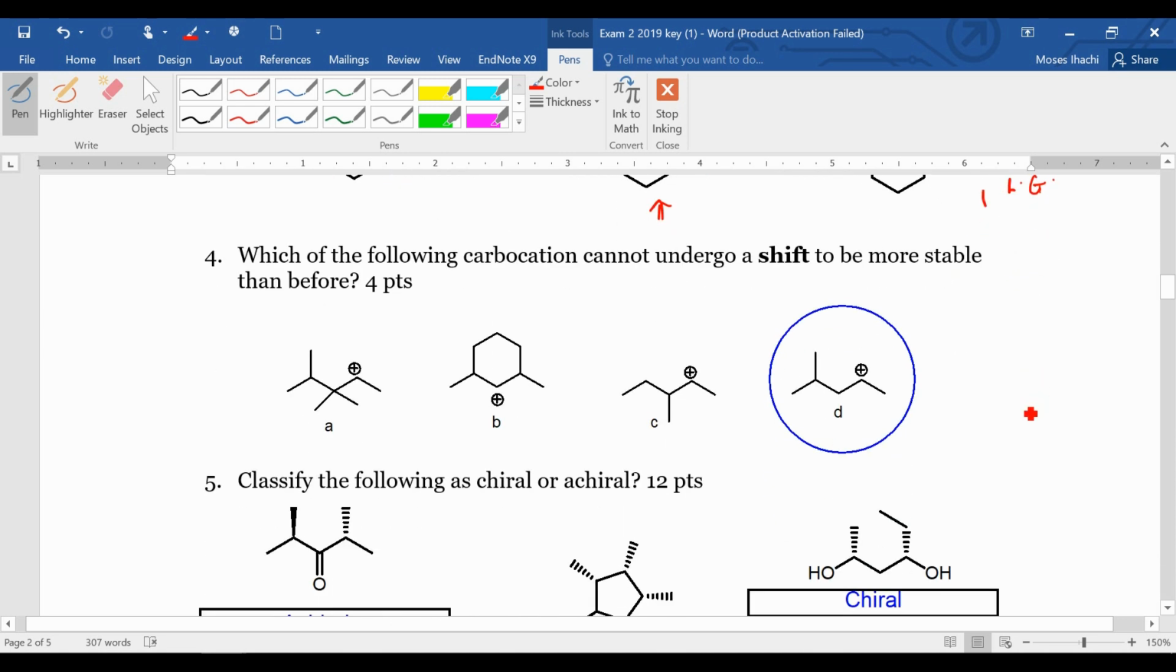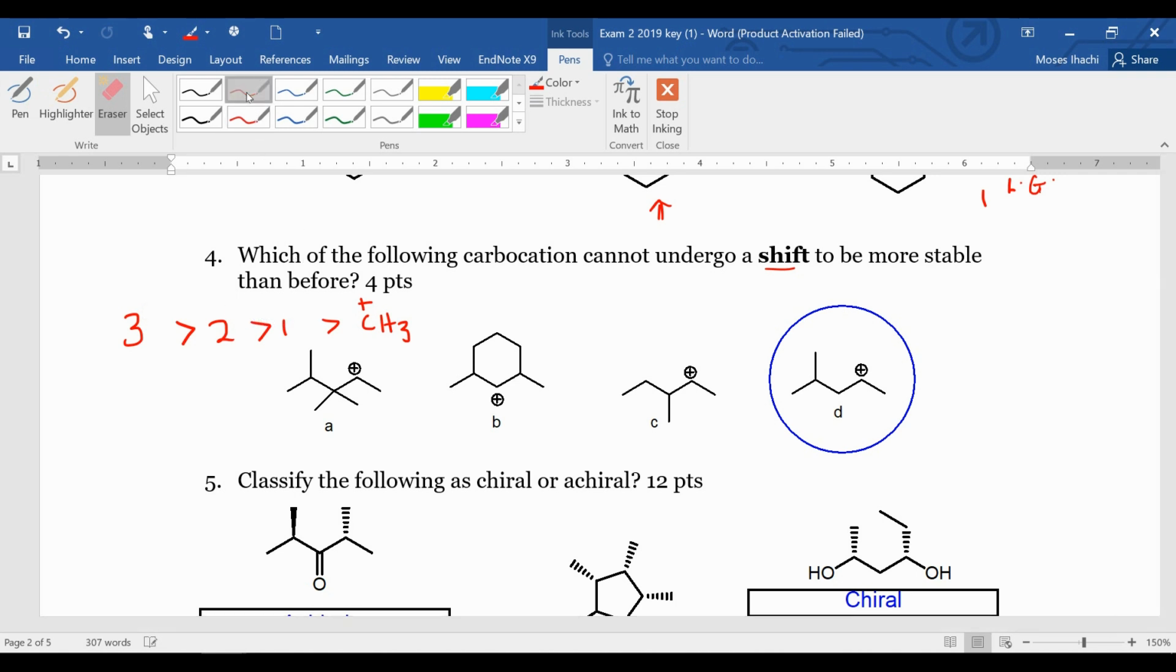Here, which of the following carbocations cannot undergo a shift to be more stable than before? For this class, you want a tertiary carbocation over a secondary carbocation over a primary over a CH3+. The reason is how stable the carbocations are when they are more substituted. So let me put plus signs here. Tertiary must be more stable than secondary. Secondary must be more stable than primary. Primary is more stable than methyl carbocation.